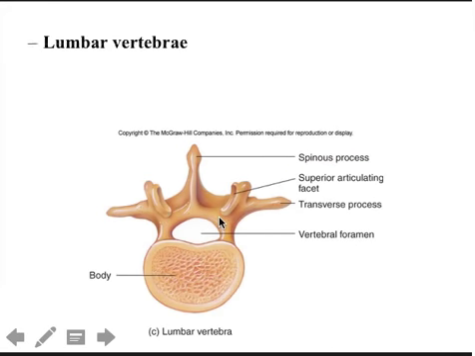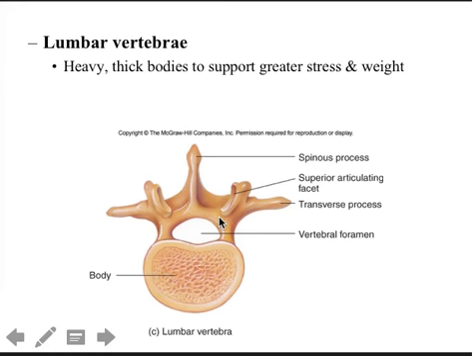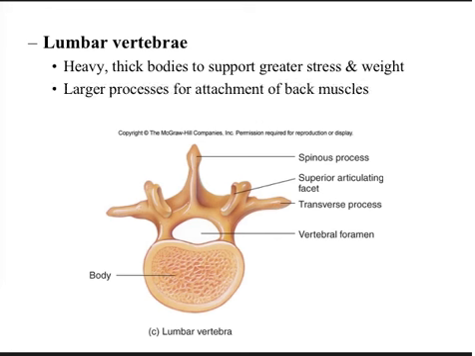The lumbar vertebrae lie below the thoracic vertebrae. They have heavy, thick bodies that support much more weight. As a result, they're more substantial. They have larger processes for the attachment of back muscles, and they do not have articulation points with ribs because the ribs end at the end of the thoracic division.